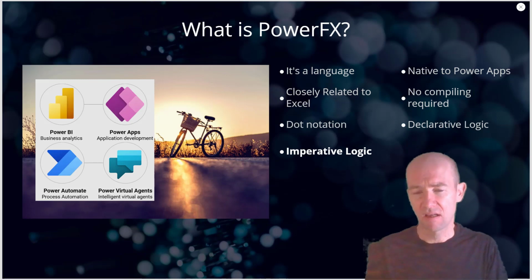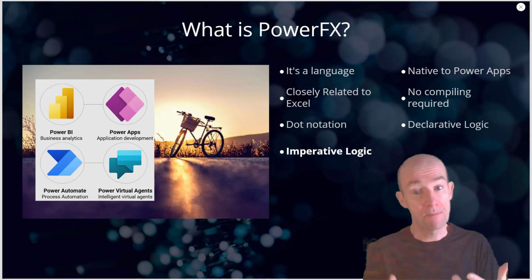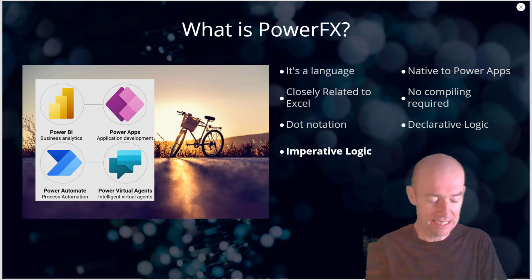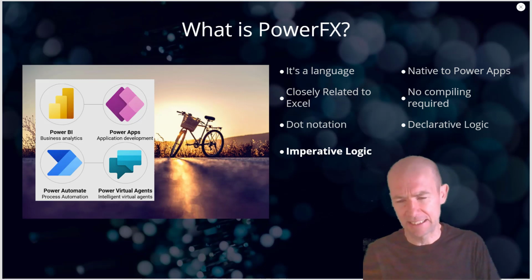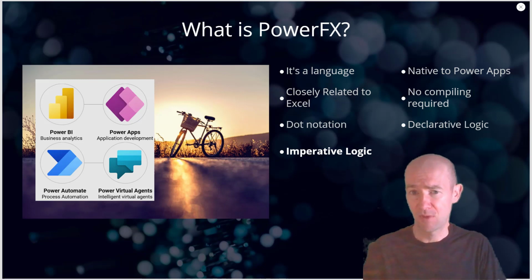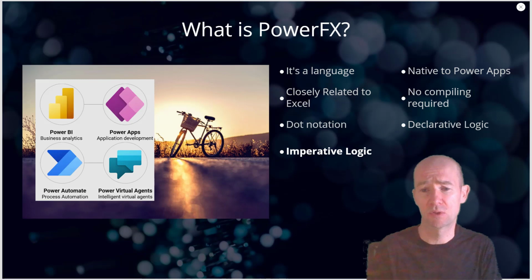As well as having this idea of declarative logic, there's also a concept of imperative logic. Now, declarative logic is this idea of calculating things and making things, whether it's the text that appears, whether it's got italics or bold or whatever it might be. That's all declarative that we're talking about there.